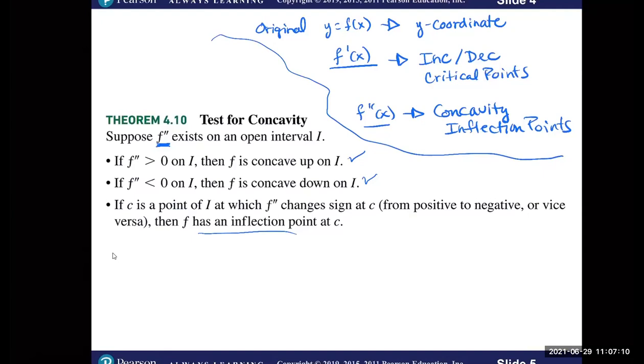So just to have them all together, that's the information we get from those different functions. So any questions or comments about that before we do a problem where we decide where the function is concave up and concave down?